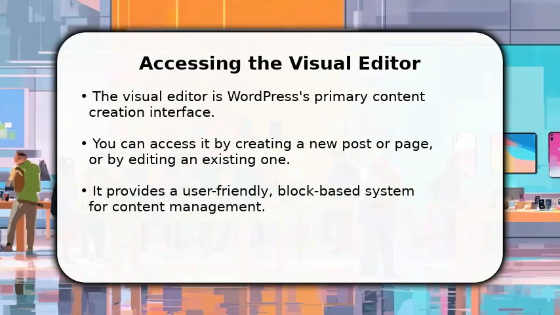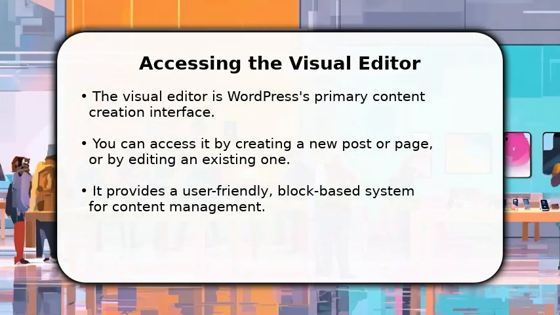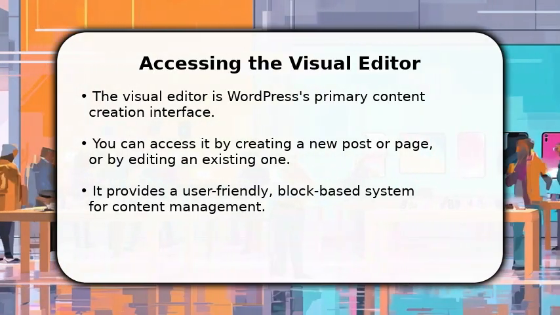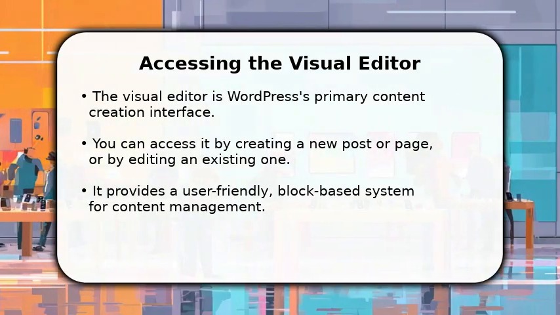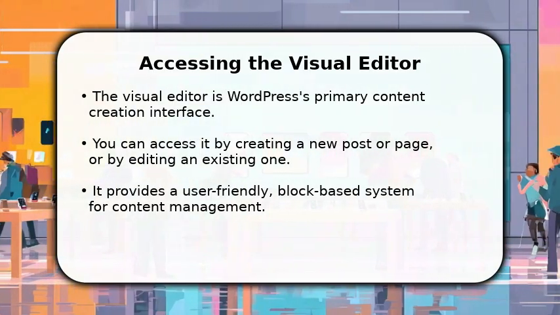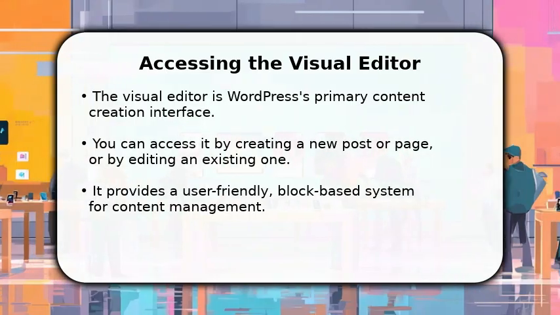In this video, I will explain how to use the visual editor in WordPress. To begin, navigate to your WordPress dashboard and select Posts or Pages from the left-hand menu, then click Add New or choose to edit an existing piece of content.